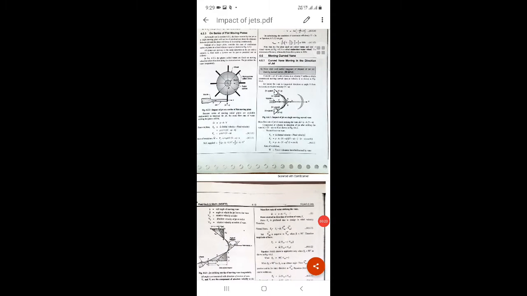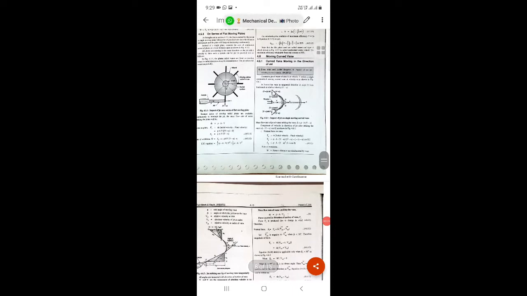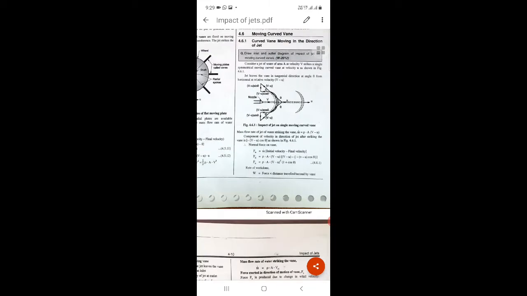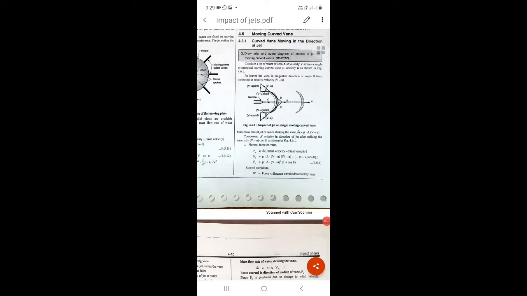So, let's see the impact of jet on moving curved vane. Consider a jet of water having velocity v striking on a symmetrical moving curved vane as shown in the figure. So firstly, draw the figure of impact of jet on moving curved plates.